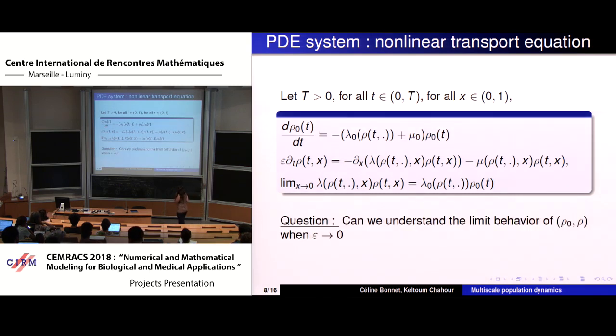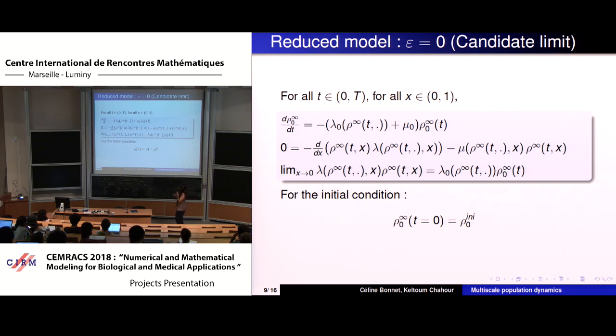Okay, so now we want to understand the limit behavior of the solution of this model when epsilon tends to 0. First of all, we propose an appropriate candidate. We think it was an appropriate candidate. So it was very easy. We just take epsilon equal to 0 to obtain this equation.